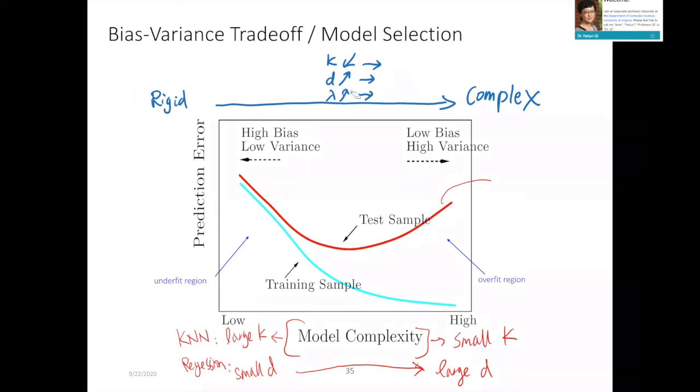Oh no, I should say not lambda increase, but actually lambda decrease. So when lambda equals 0, that's actually your original model, right?